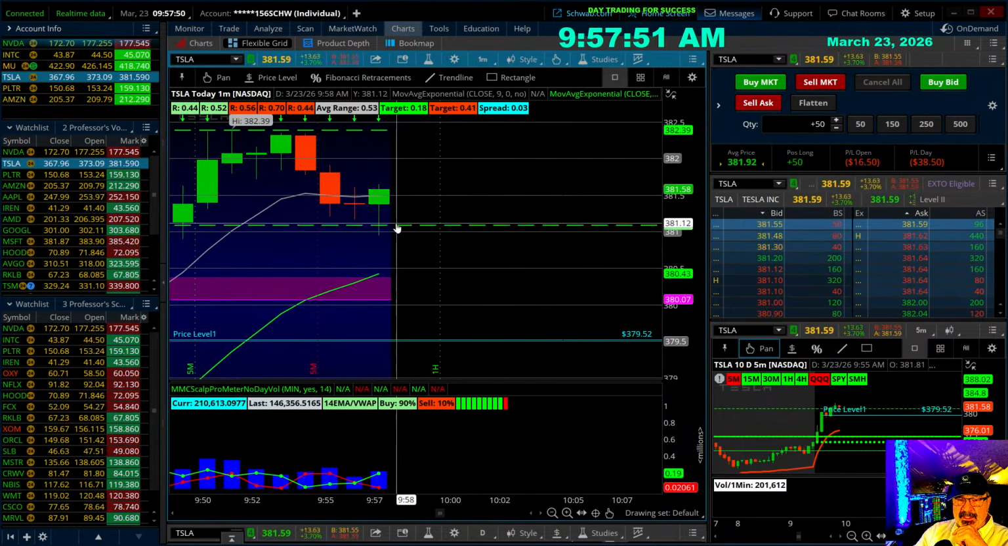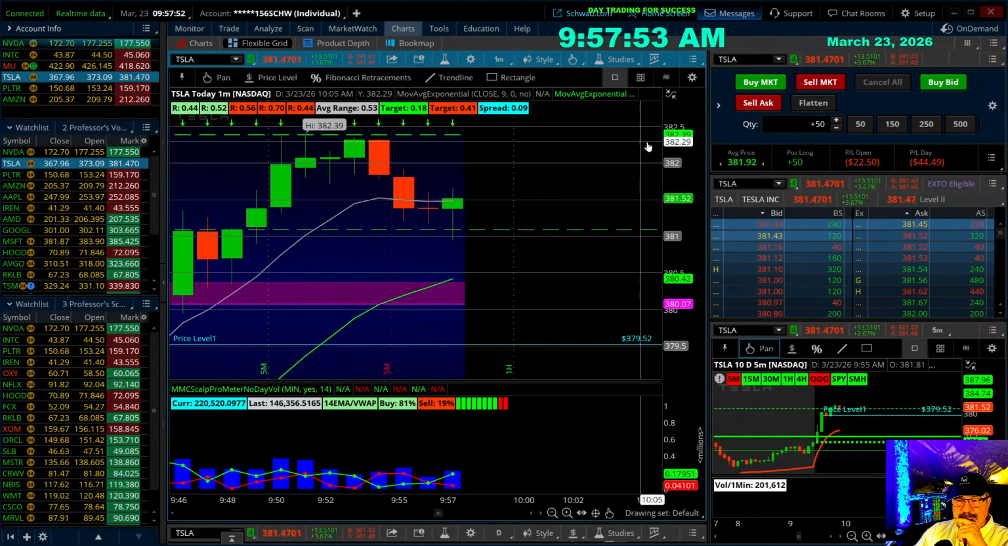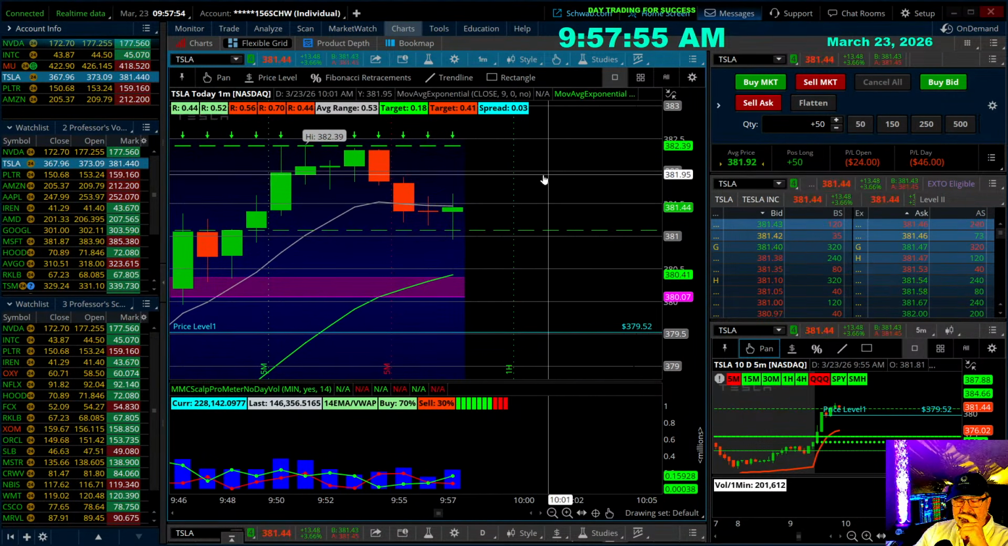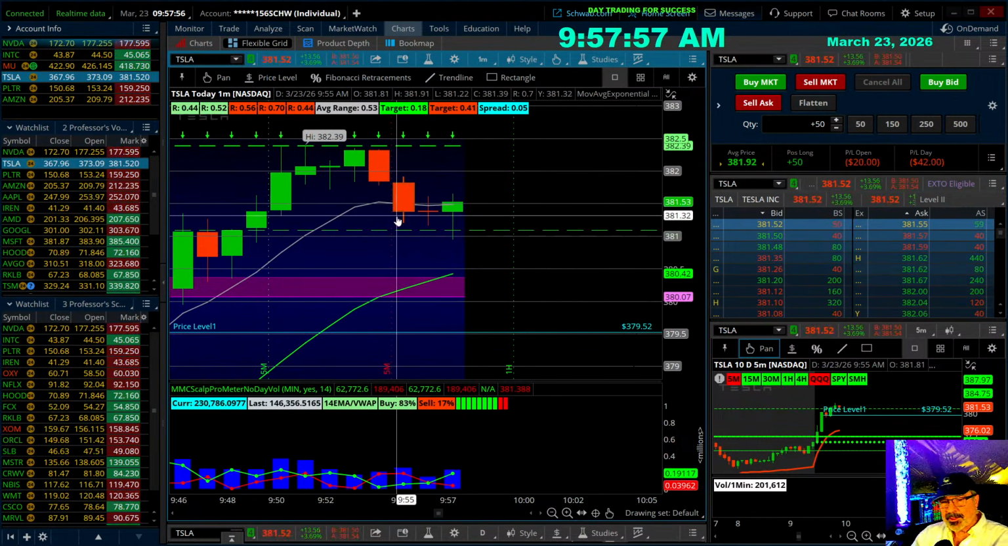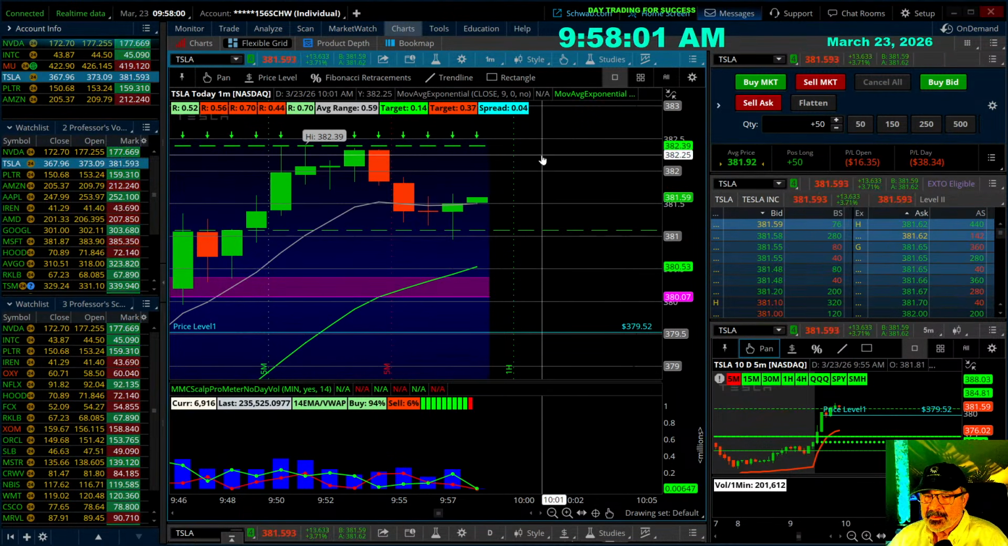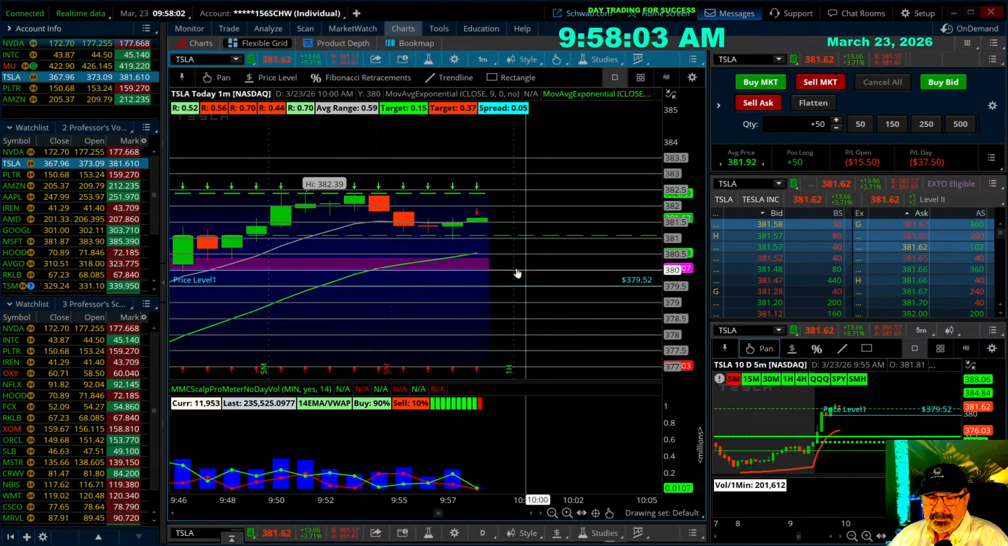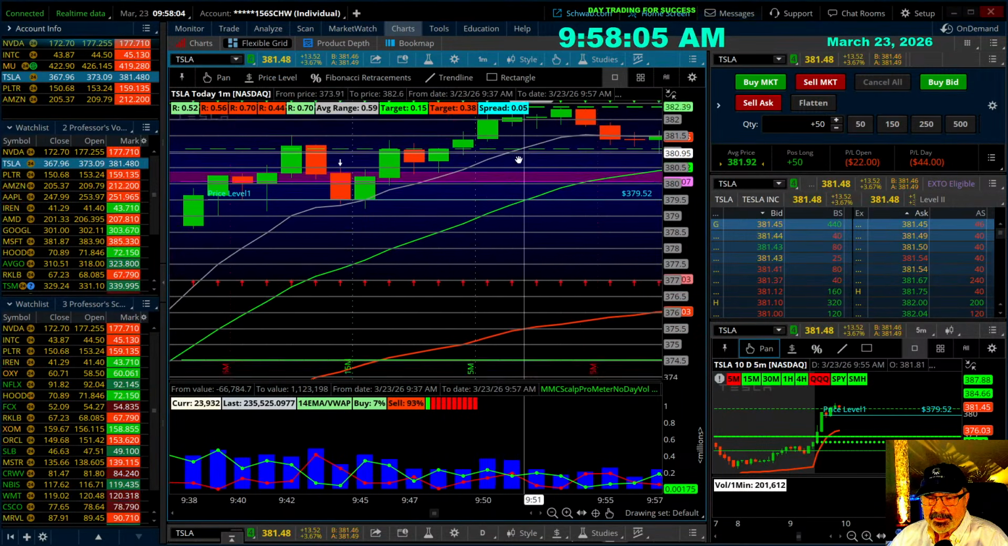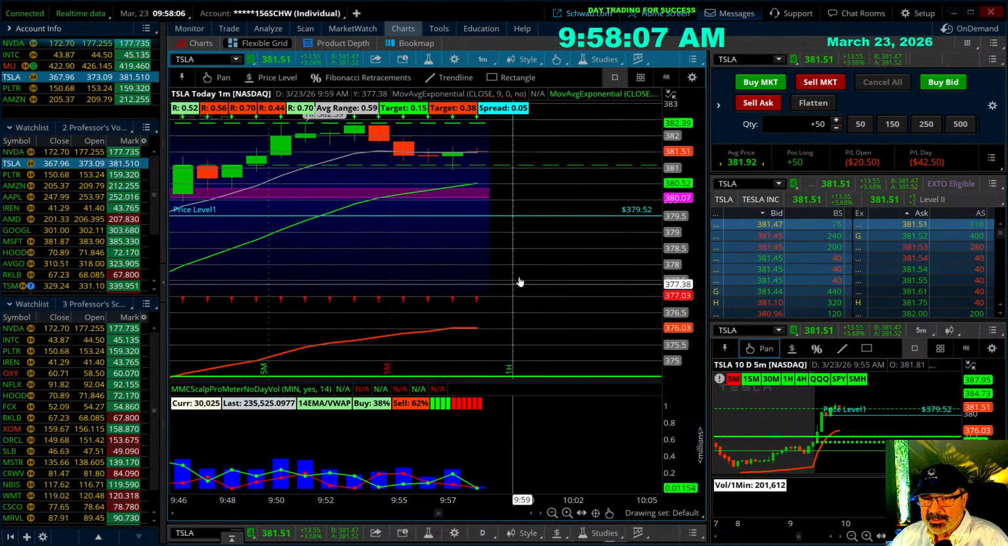Darn. So this acted like a support. Not 100% yet, but where's our VWAP? Is that way down there? Yeah. The fact that that's way down there isn't good.